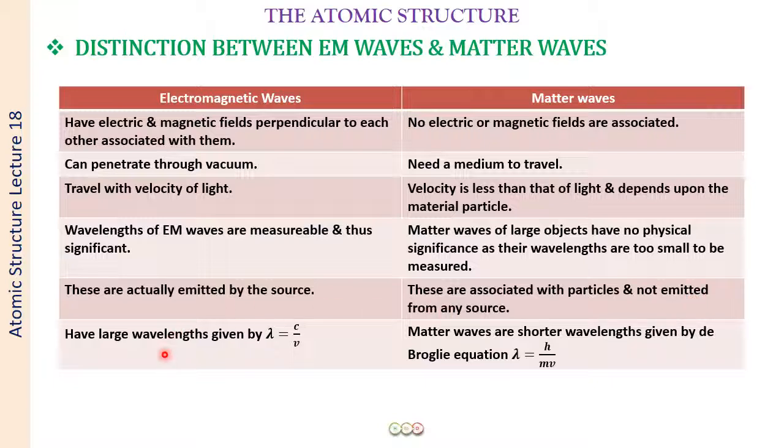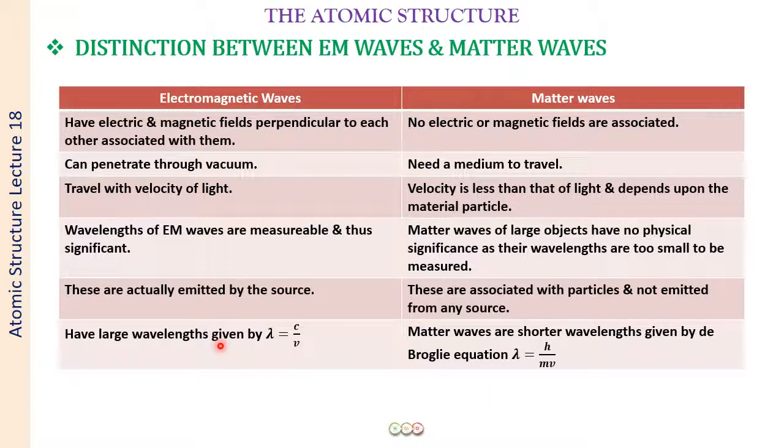And then finally, the electromagnetic waves have large wavelengths, and the wavelength is given by lambda equals c over nu, where nu is the frequency and c the velocity of light. So this is valid for the electromagnetic waves, whereas the matter waves have shorter wavelengths and are given by the deBroglie equation, lambda is equal to h over mv. So I hope you can now understand which wavelength formula you are going to apply to which question.